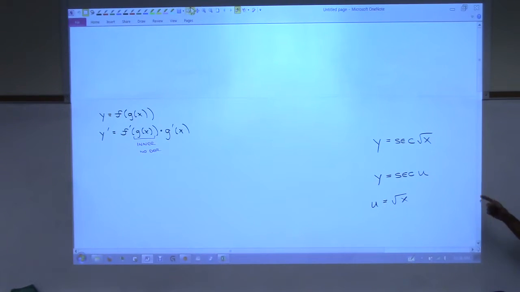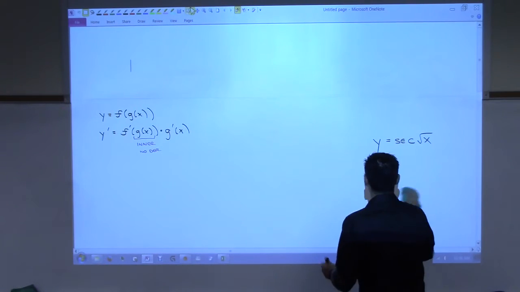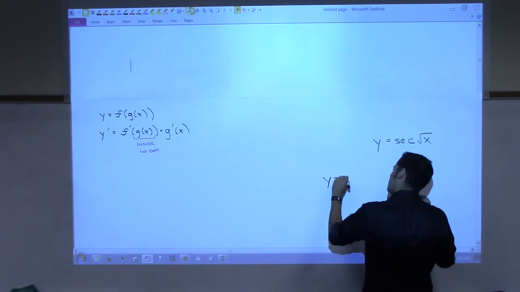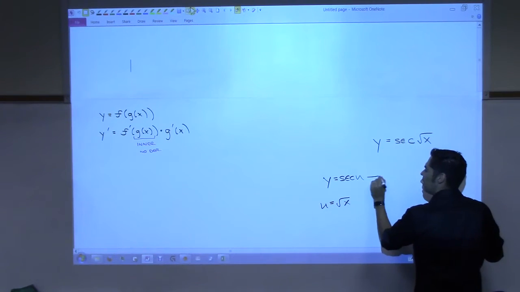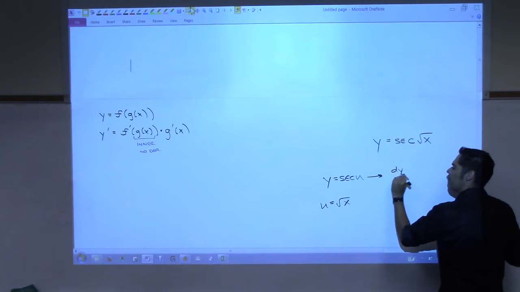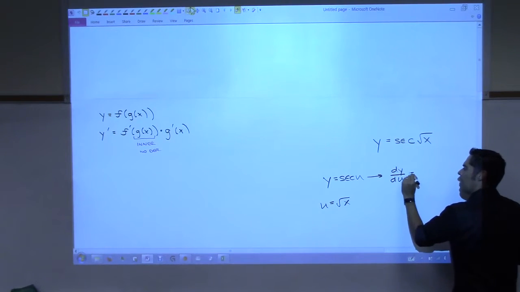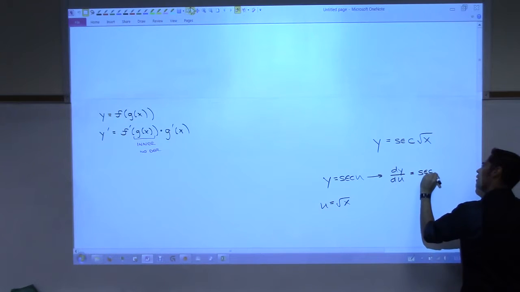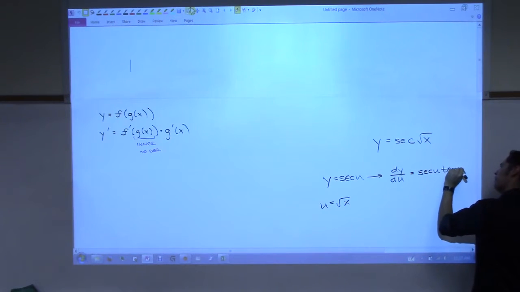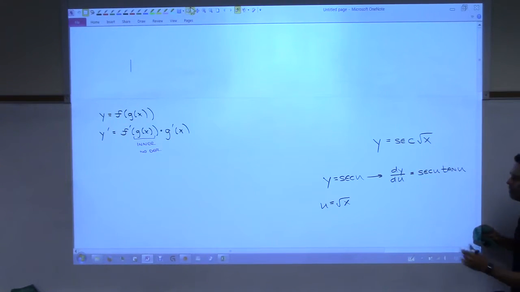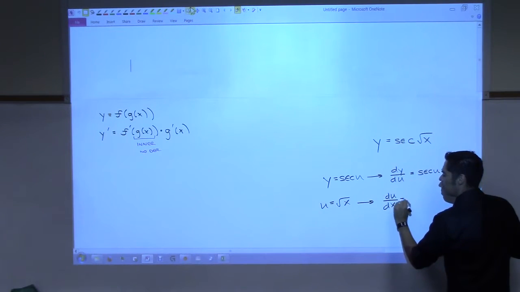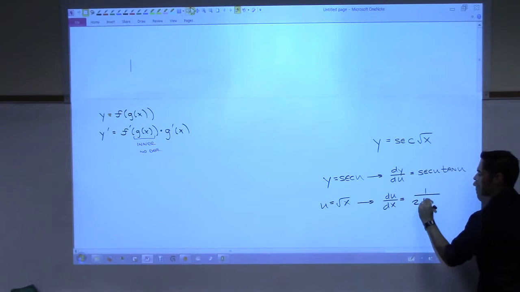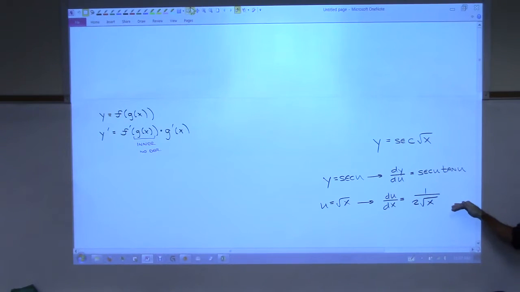And then he would take the derivative of each of these. So I kind of didn't give myself enough room here because I'm going to go off camera, so I'm just going to slide these to the left real quick. He wrote down y was secant u, and u was root x. And then he would take the derivative of y with respect to u, and that would be secant u tangent u. And here he would take the derivative of u with respect to x, which would be 1 over 2 root x. Do you see how that works?